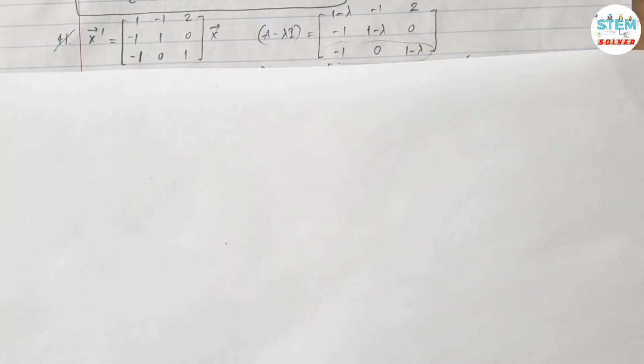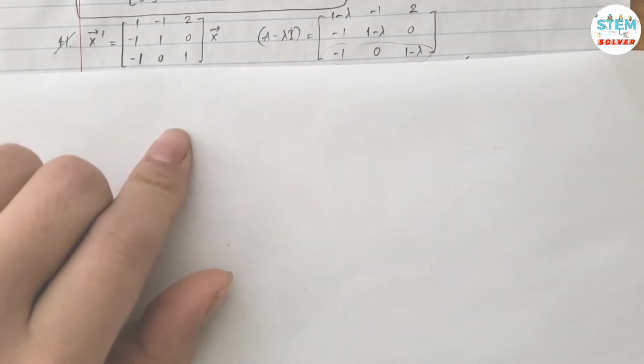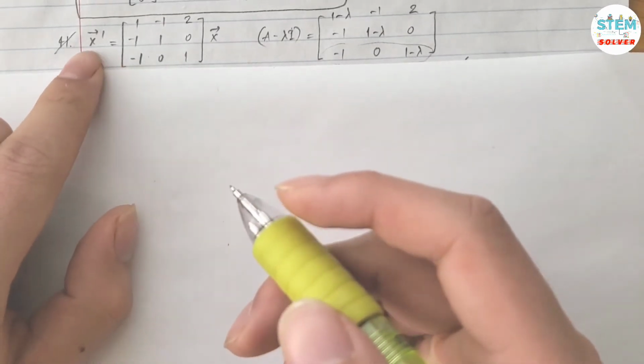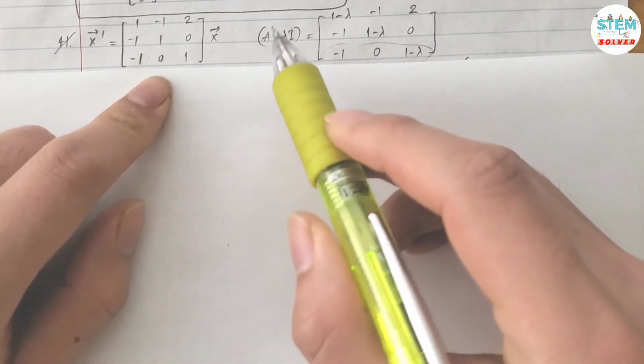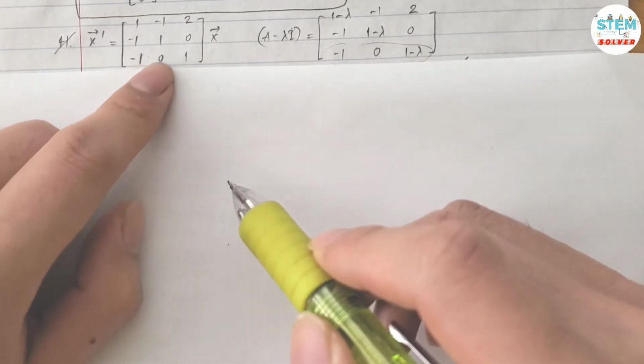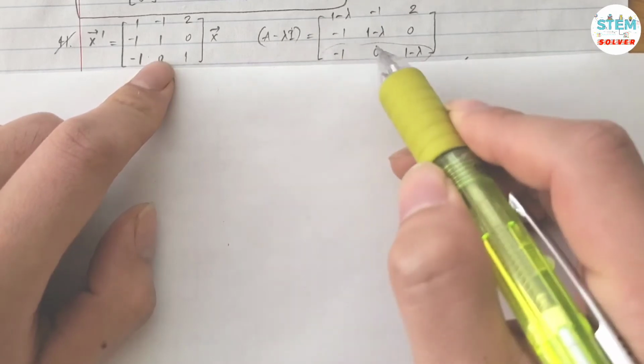Find the general solution of the given system. So you are given the system in terms of vector x prime. First is to find A minus lambda I. Let's call this matrix A subtracted with lambda I. That gives you this matrix.